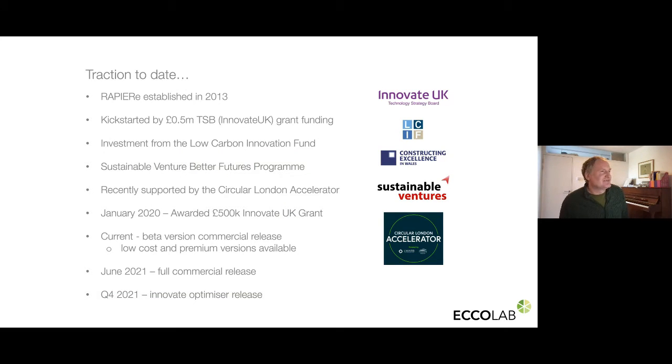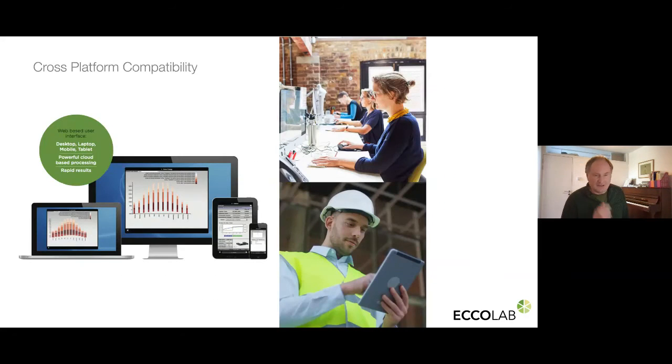It was established in 2013. It was originally an Innovate funded project looking at early stage design tools. Currently, we've also got a new Innovate grant. We're looking at optimization elements of the tool. It's released as a commercial product, as a beta. There's a very low cost version through to a very premium version. We're very keen to make it very affordable. And we're working towards a full commercial release in June 2021 with the Innovate Optimizer tool coming out in Q4 2021. It's cloud-based to enable it to be used by everybody together at the same time.